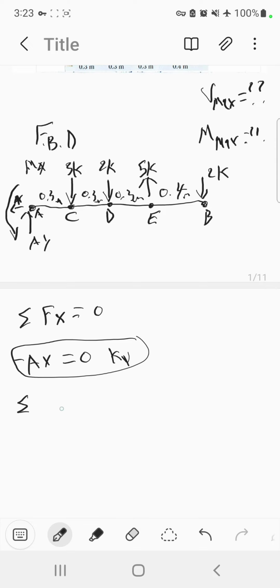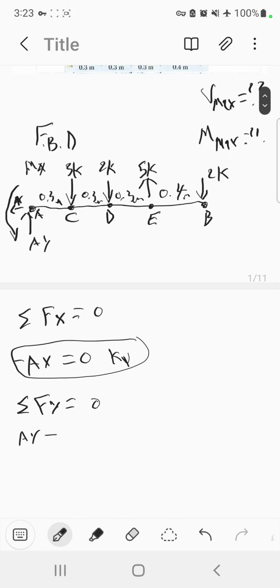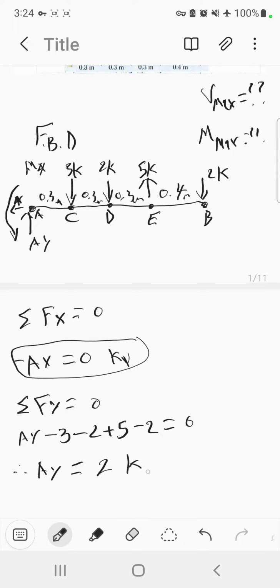Okay, now the summation in Fy equal to 0. We know that Ay minus 3 because it is downward, and also minus 2 because it's downward. We know this one is 5K, so it is up, so it's going to be 5, and we have downward, it's going to be minus 2, all equal to 0. So Ay equal to 2 kilonewton. That's Ay.